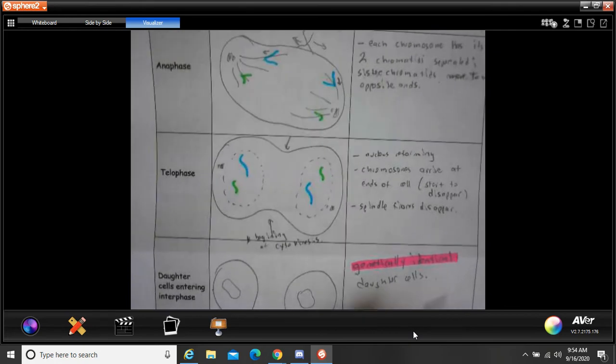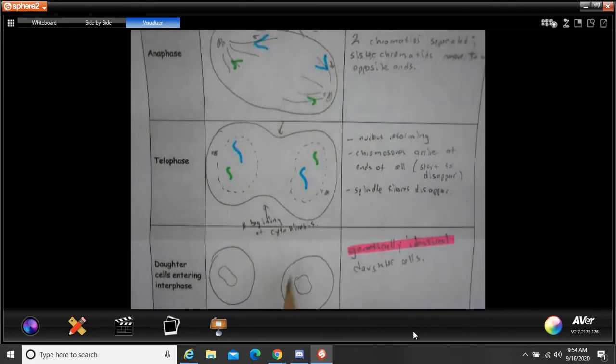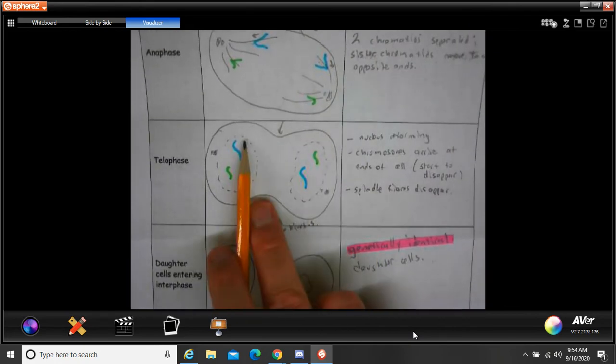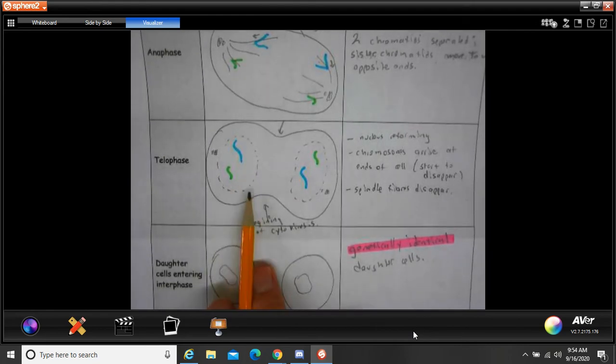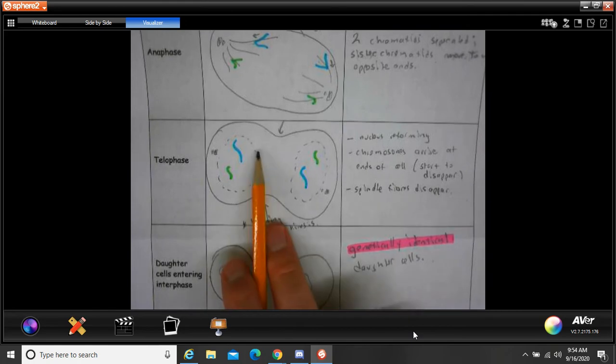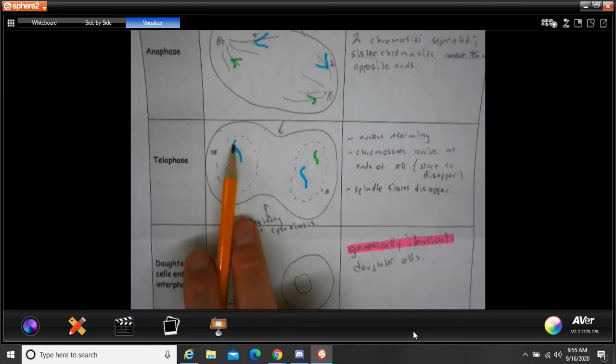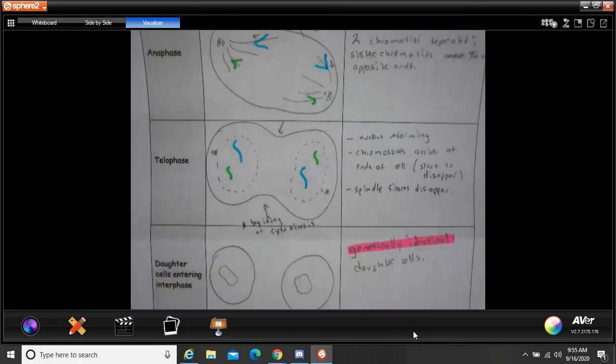The last technical phase of mitosis is when they arrive at their opposite ends of the cell, and then you get the reverse of prophase happening. So the nucleus reappears, you get the chromosomes starting to disappear, and so on. Okay, so telophase is kind of where they arrive.